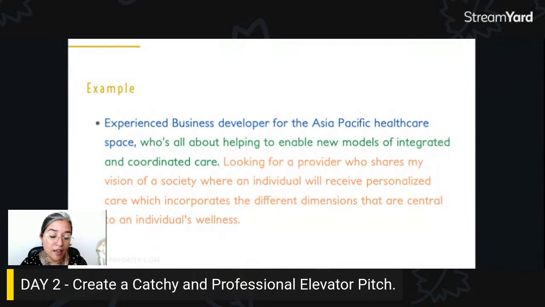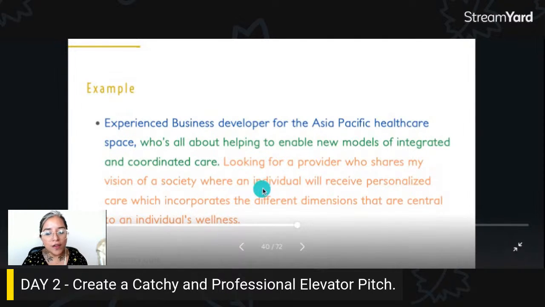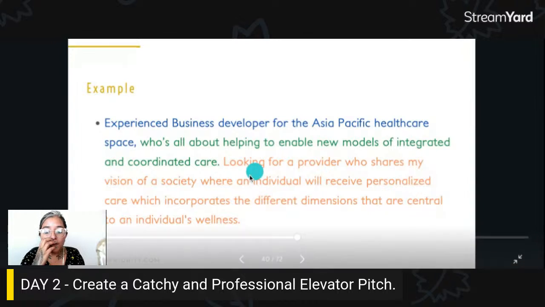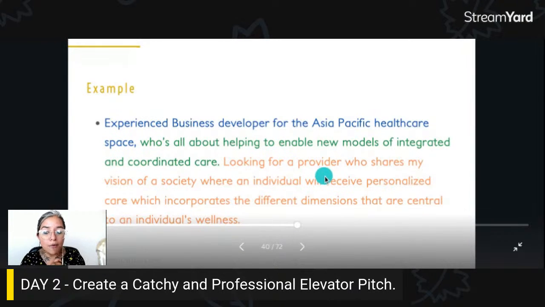That is specific, right? So now this one is different because this person is looking for an associate, you see? So the structure is the same, but the message is different. So he's not looking to work in a company or for a company. He's looking for a provider, right? Who shares my vision of a society, etc. Now, obviously, this is a filter because maybe you are a provider, but you don't share this vision. So if you don't share the vision, you cannot work with this person. Okay?